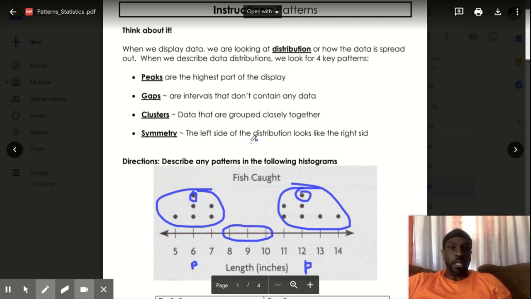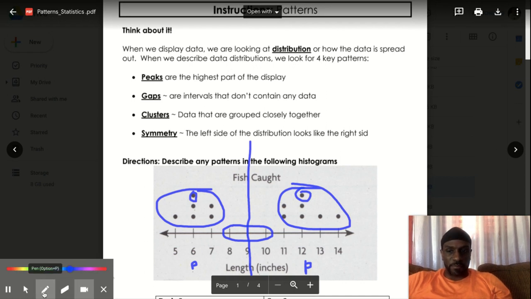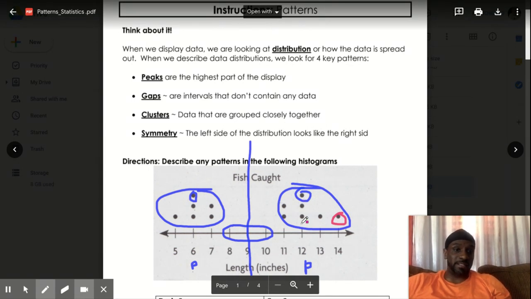Symmetry. If you were to draw a line down the center of your data, the right side of your data almost looks similar to the left side. Looking at this, there's only one bit of information that does not make the left side look like the right side. That little bit right there. Other than that, this left side matches this right side perfectly.